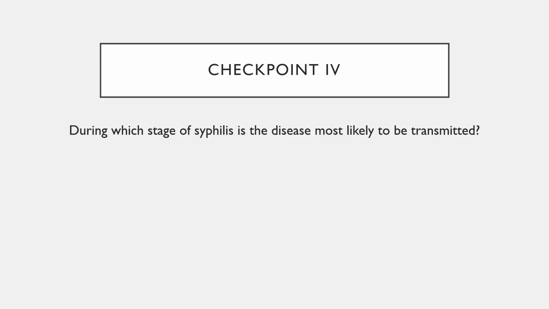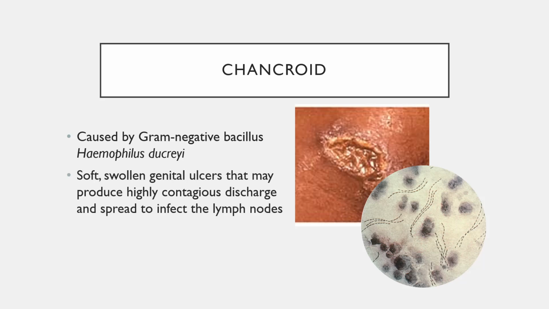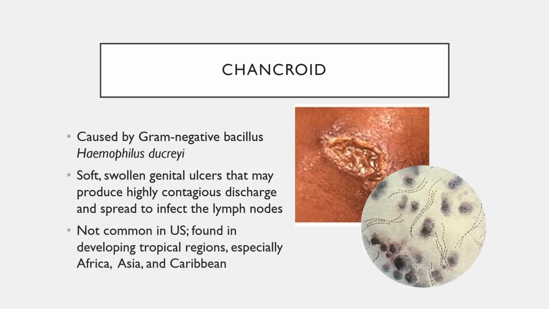The next bacterial disease that we have is chancroid. This is caused by a gram-negative bacillus-shaped bacterium called Haemophilus ducreyi, and you can see the bacilli are arranged in chains down here, and this infection presents as soft, swollen genital ulcers that may produce highly contagious discharge and also spread to infect the lymph nodes, which causes swelling in the lymph nodes around the groin. This disease is not common in the United States and is usually found in developing tropical regions, especially in Africa, Asia, and the Caribbean.